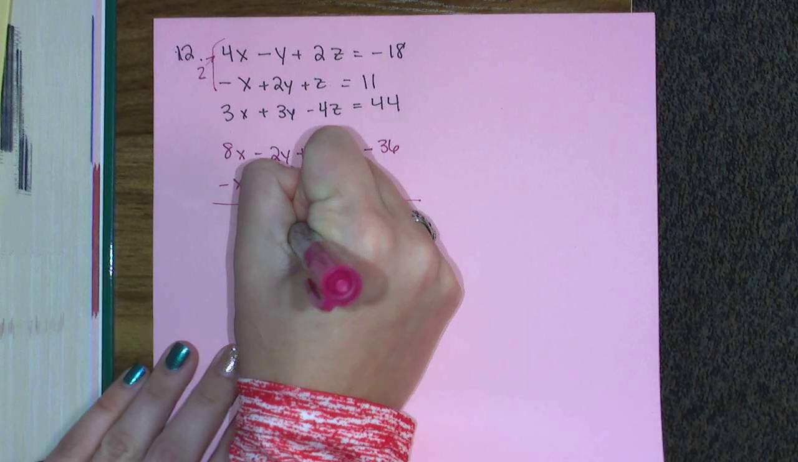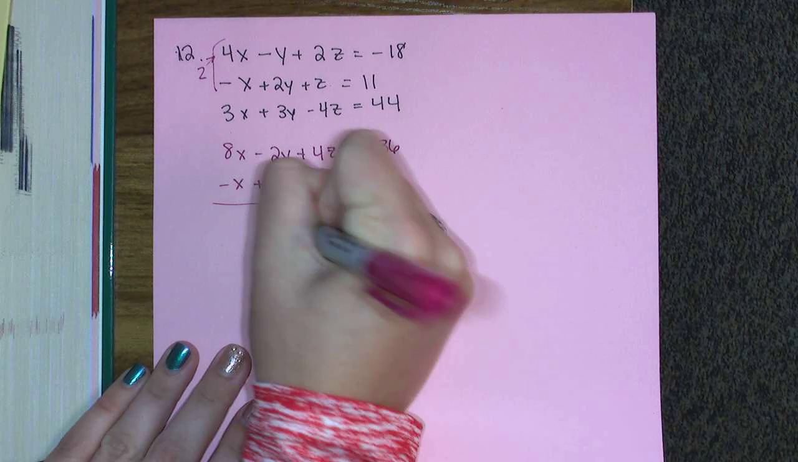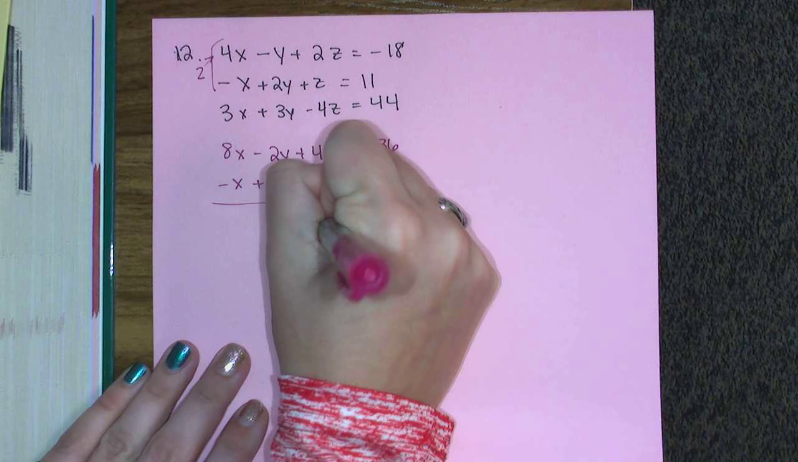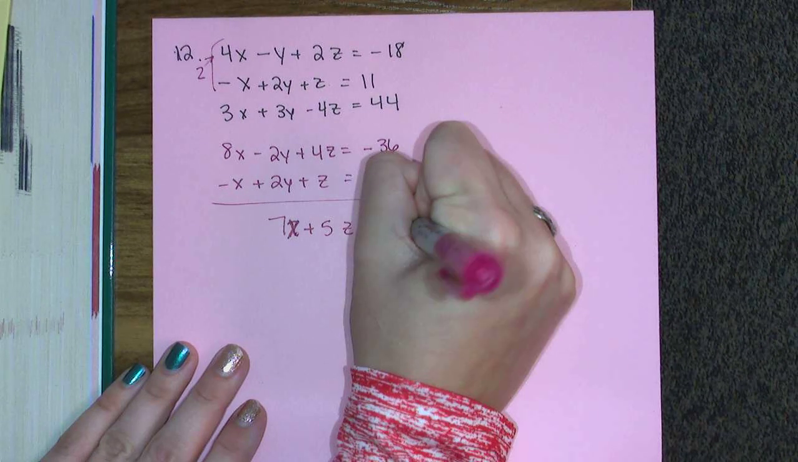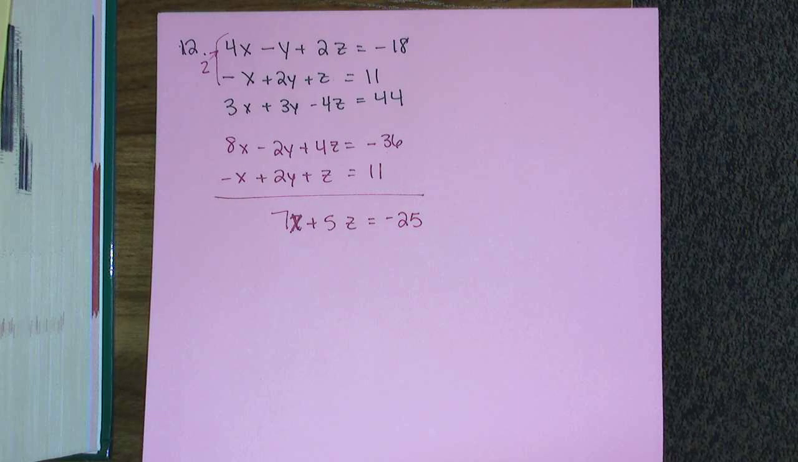7, oh, that's a z, hello, 7x. Okay, 7x plus 5z is equal to negative 25. Now what do I need to do?